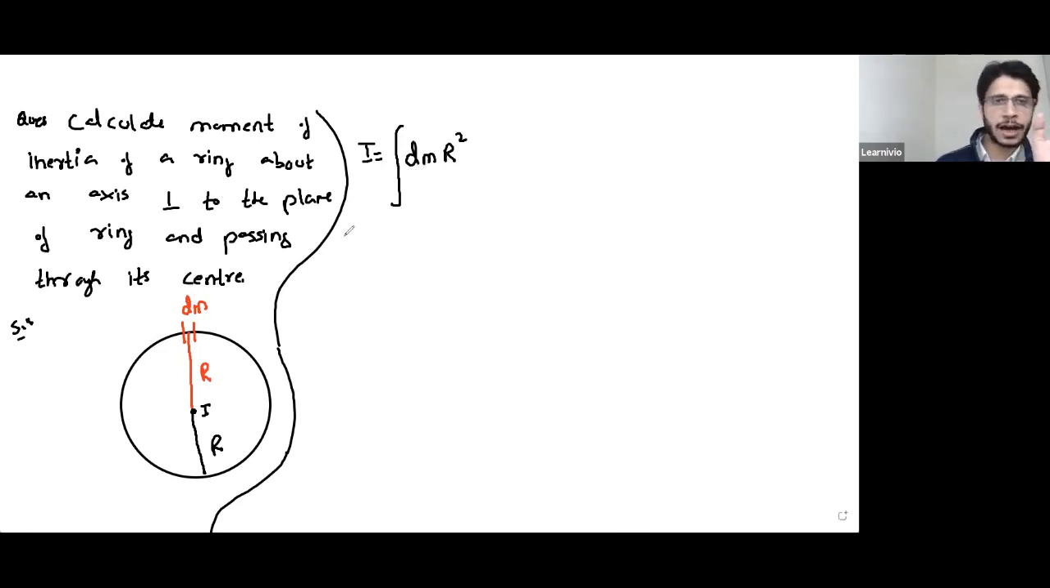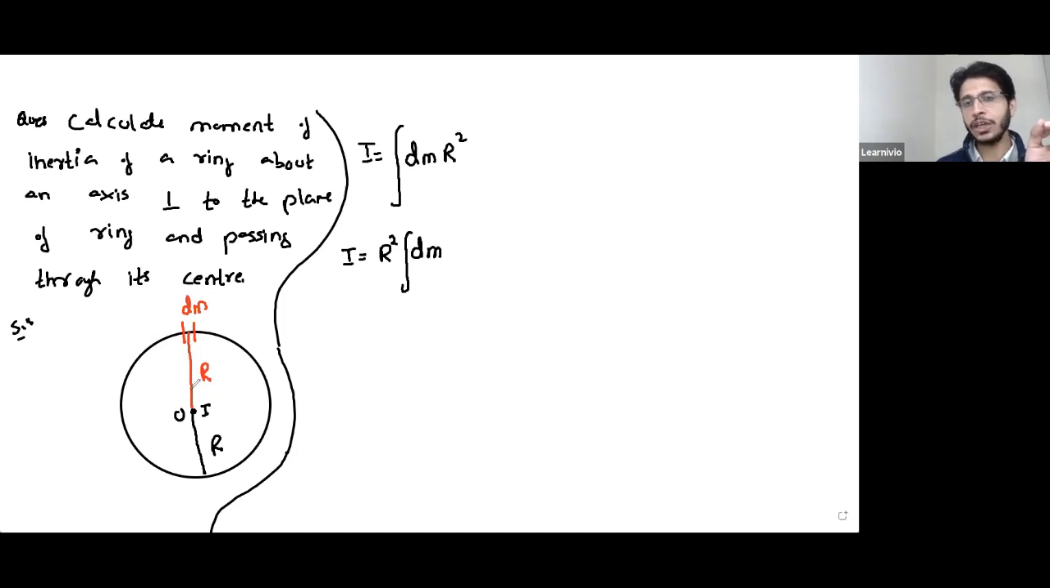Now you can take this R outside. R is a constant. Radius of the ring is a constant term. So that's R square times integral of dm. I'm repeating it again. You take a small portion of the ring and that's dm. The separation of that small portion from the center of the ring is capital R. So the continuous distribution says your moment of inertia is integral of dm r square.